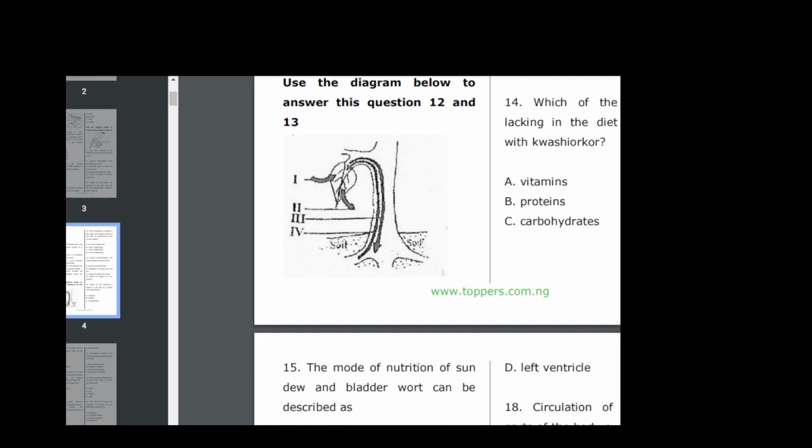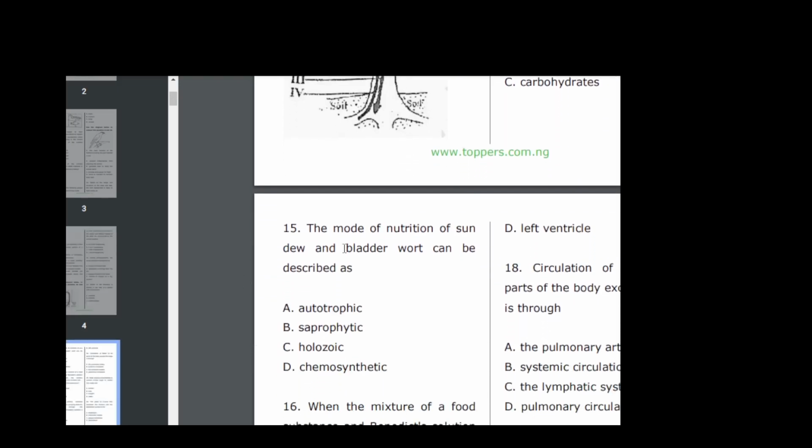And let us take this question before we go. The question says, the mode of nutrition of sundew and bladderwort can be described as A. Autotrophic, B. Saprophytic, C. Holozoic, and D. Chemosynthetic. Autotrophic nutrition is a type of nutrition where the organism manufactures its food by itself. Bladderwort and sundew are not organisms that can manufacture their food by themselves. So that is not the answer to that question.